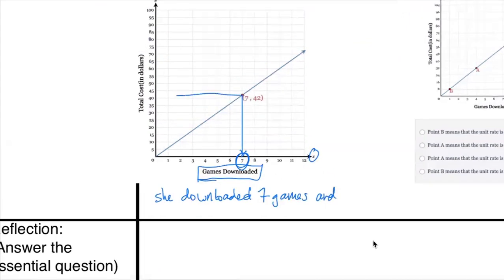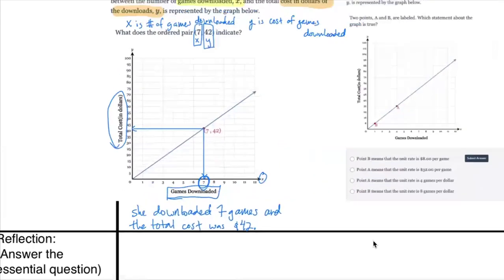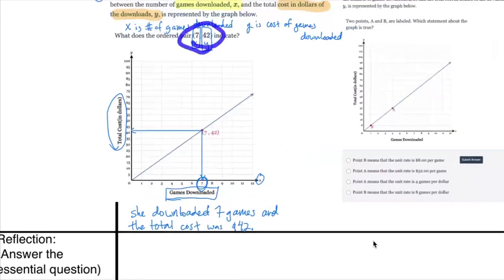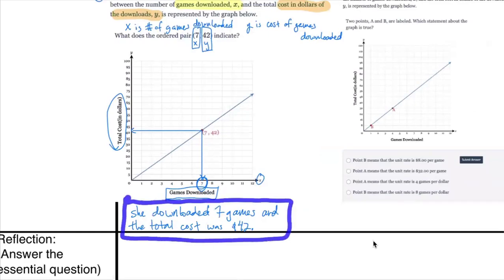and here's where 42 came from, and this is the total cost. She downloaded 7 games, and the total cost was $42. So that's exactly what that point means. That point (7, 42) that we set up here, what does that number indicate? It indicated that she downloaded 7 games, and those 7 games cost her $42.